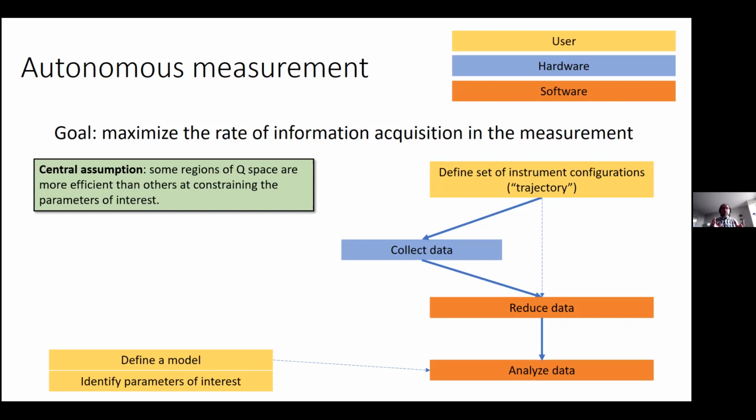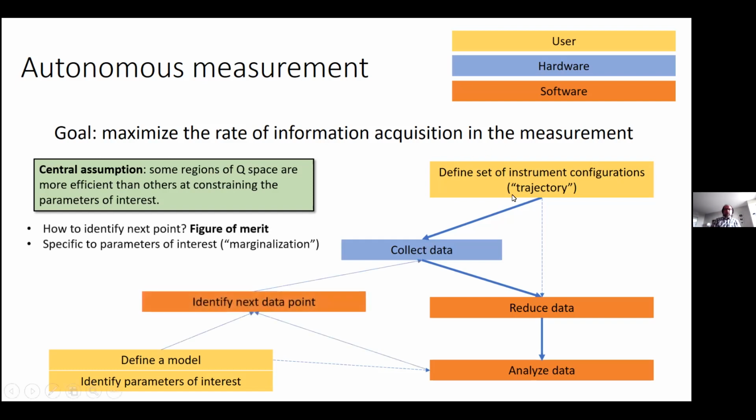The problem is we don't know what that is when we first start our experiment, right? We don't know what the structure is, so we can't identify what those regions of Q space are. So this is a perfect application for an active learning approach. And the way that you do that is you introduce some feedback into your loop.